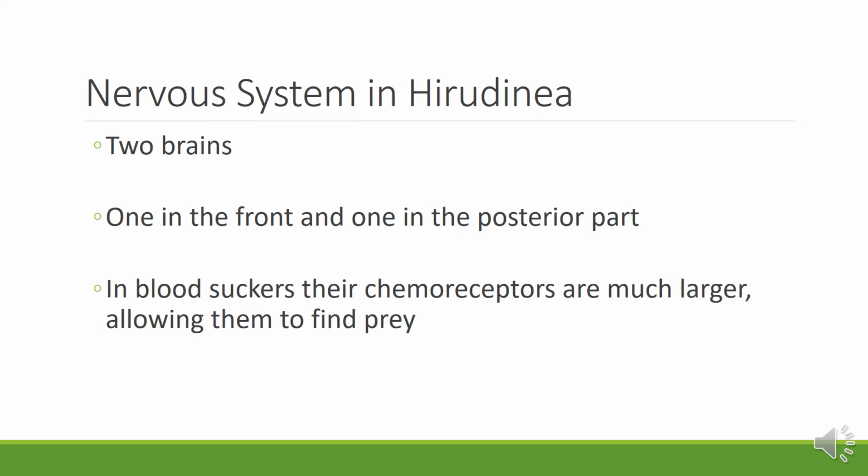Nervous system in these guys, they have two brains, one in the front and one in the posterior part. Each brain controls a sucker. In bloodsuckers, they have really well-defined chemoreceptors. They're much larger. This allows them to find prey that has blood in it.